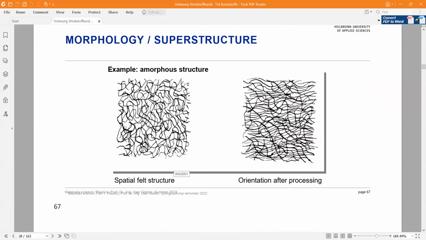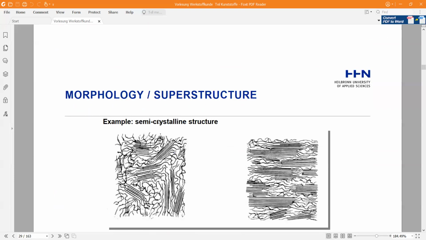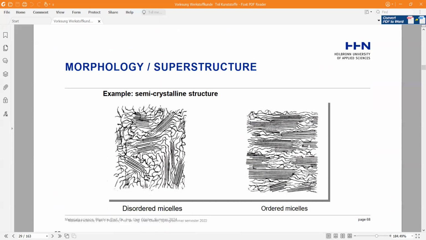Type of morphology and superstructure. Here we have an example of amorphous structure. So it's a special felt structure and orientation after processing. Here is the morphology for semi-crystalline structure. These structures after processing are pointed in one direction. So they are called micelles. Here we have disordered micelles and ordered micelles.